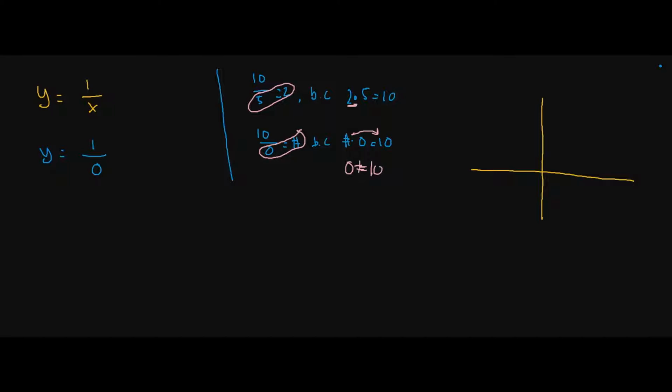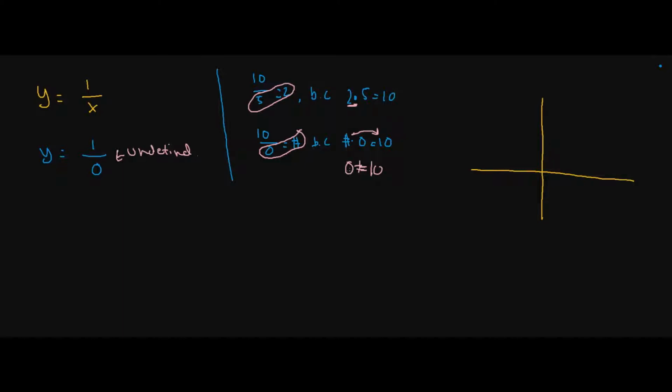So this is why we can't ever divide by 0. This is undefined. There's no possible way for us to divide by 0, and we use the same logic up here. It's not possible, because 0 times some number will never give you 10, since 0 times anything is always 0. So we have this dilemma: we can't divide by 0.